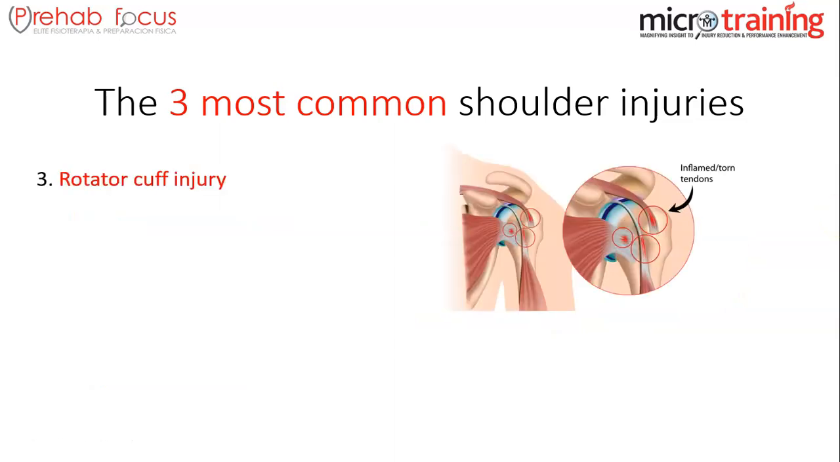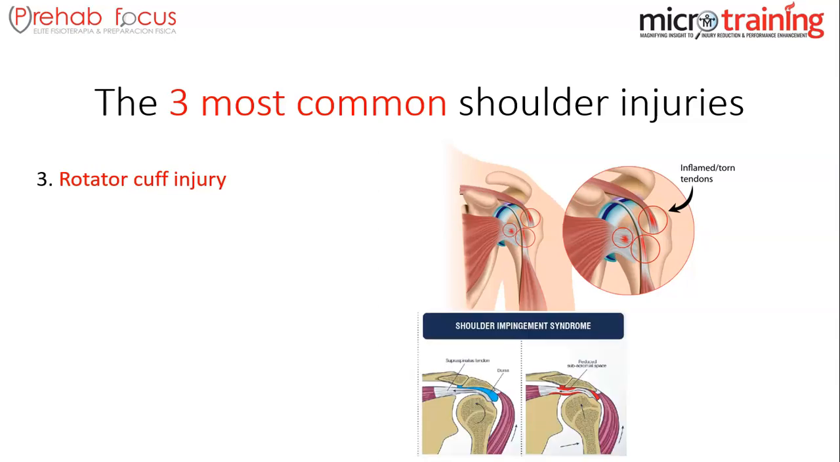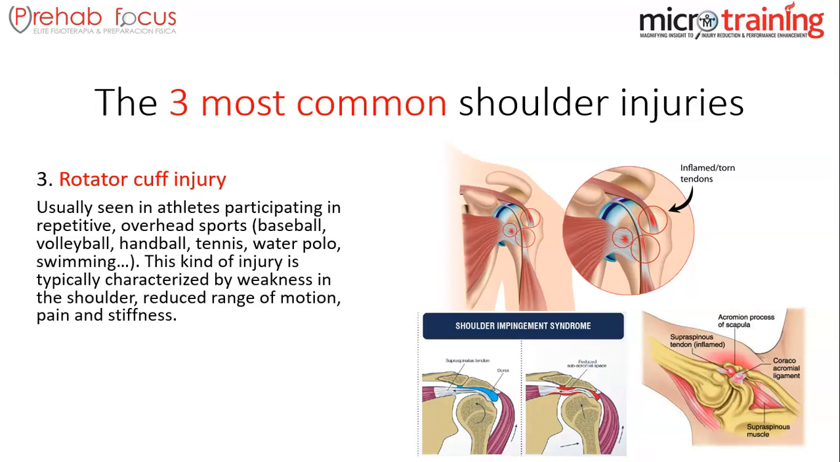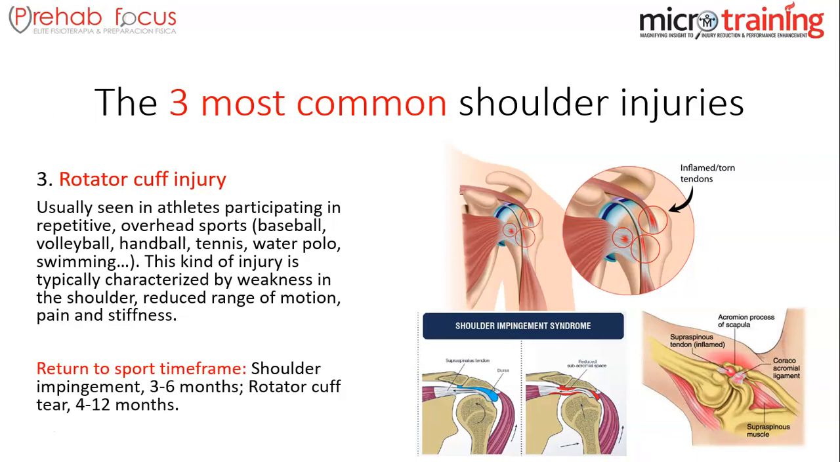Number three, rotator cuff injury. We can see a couple of pictures here. Usually seen in athletes participating in repetitive overhead sports: baseball, volleyball, handball, tennis, water polo, swimming, etc. This kind of injury is typically characterized by weakness in the shoulder, reduced range of motion, pain, and stiffness. Return to sport time frame: shoulder impingement, usually 3 to 6 months; rotator cuff tear, 4 to 12 months.